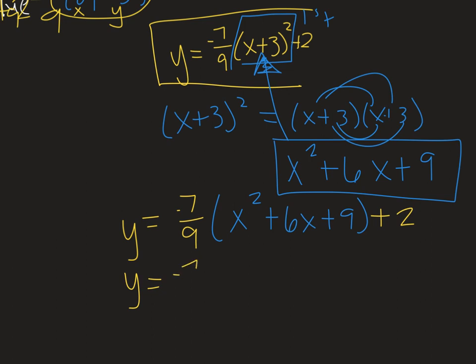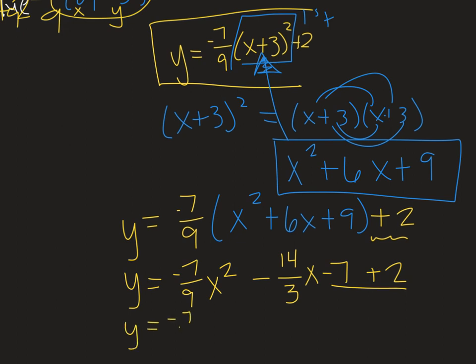Y equals negative 7/9 x squared. Negative 7 times, that's 3, 2, that's 14 thirds. Is that right? 2, 3, yeah. X, and then minus 7, and then I still have plus 2. And then minus 7 plus 2. So for a final answer of negative 7/9 x squared minus 14/3 x minus 7 plus 2 is minus 5.